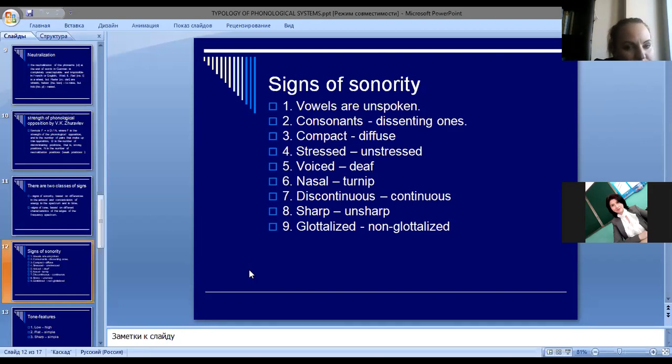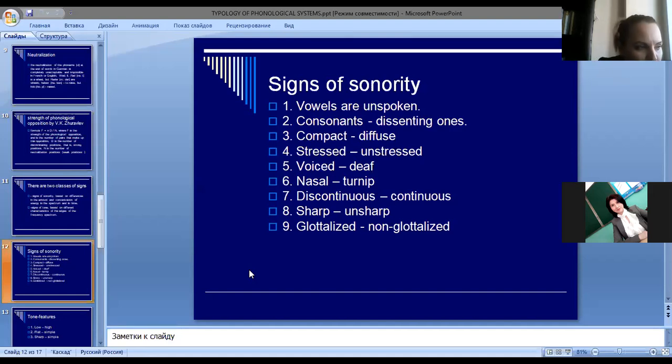Strident and mellow, that is due to the acoustically higher noise intensity. Glottalized and non-glottalized are characterized by a higher or lower rate of energy expenditure in a given period of time, which is articulatorily expressed in the presence of closure of the glottis.